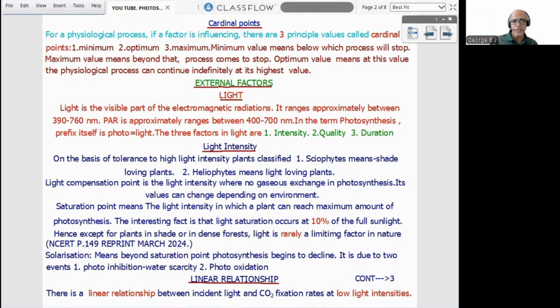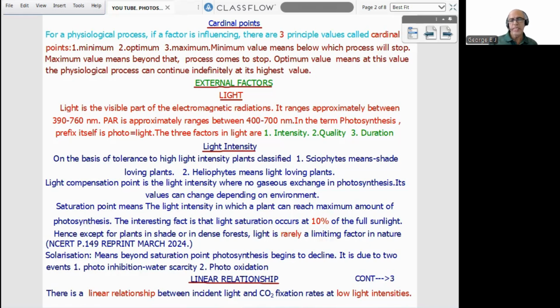Next term is solarization, connected with the sun. That is how the term solarization comes. So that means beyond the saturation point, photosynthesis begins to decline. And it is due to two events. One, photoinhibition, that is mainly connected with the water scarcity. Second is photooxidation, temperature.